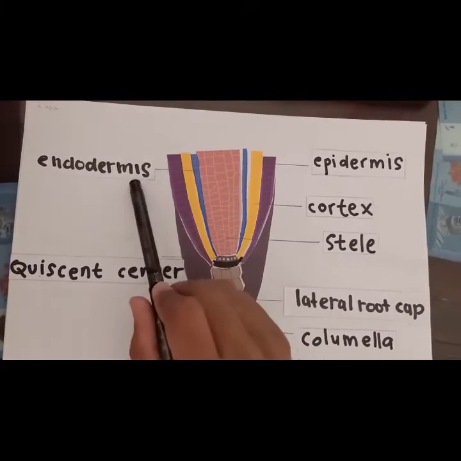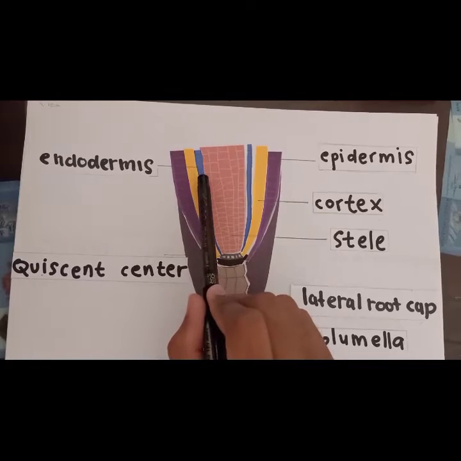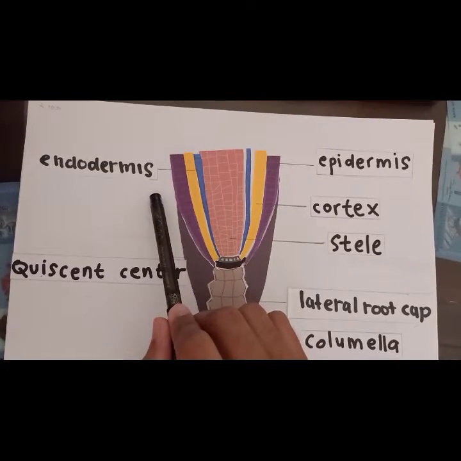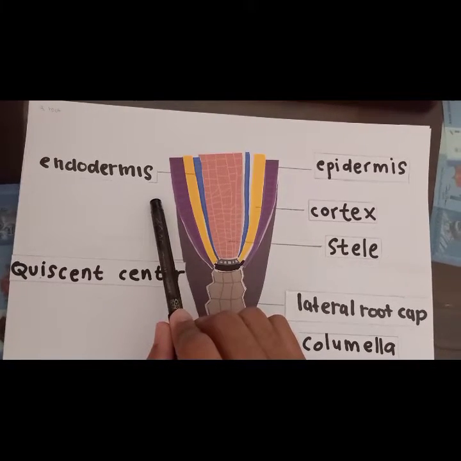Today I am going to show you the structure and function of each component of the root. The first one is endodermis, which is in blue color. The function of endodermis is to help regulate the movement of water, ions and hormones into and out of the vascular system.